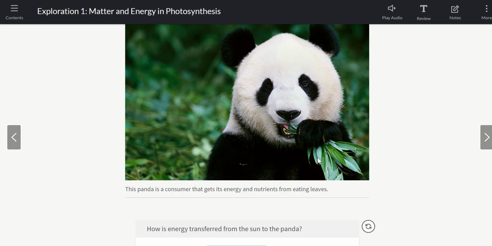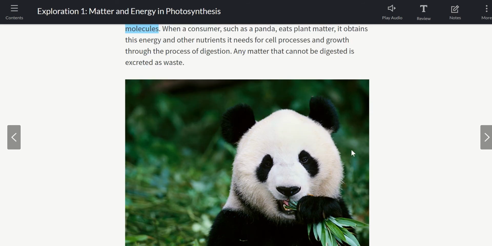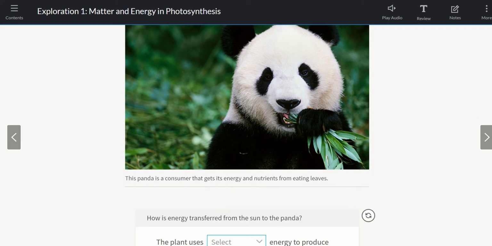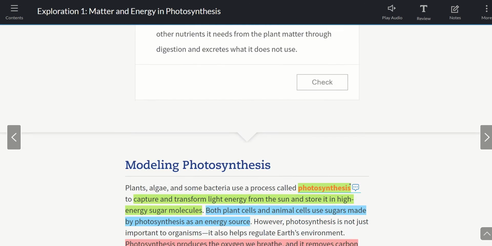So we've got a picture of a panda here eating these plants. It's an herbivore, and that panda is releasing the energy stored in the molecules in those plants in order to get energy and use it.